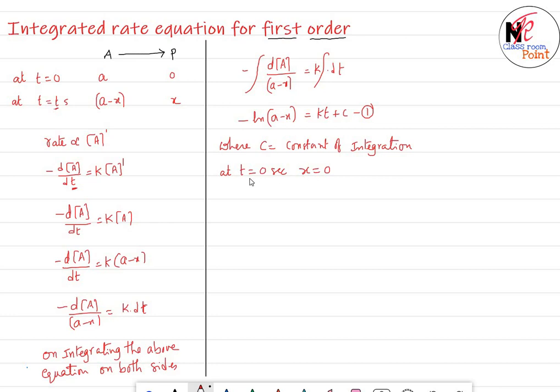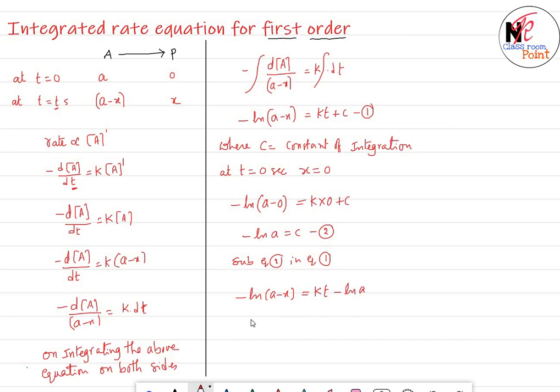Now let us try to substitute both the t and the x values in equation 1. Then we shall get minus log (a minus 0) is equals to k into 0 plus c. Then it is equals to 0, and here we get minus log a equals to c. This is the equation number 2. Now let us try to substitute equation 2 in equation 1. Then we can get minus log (a minus x) equals to kt minus log a.